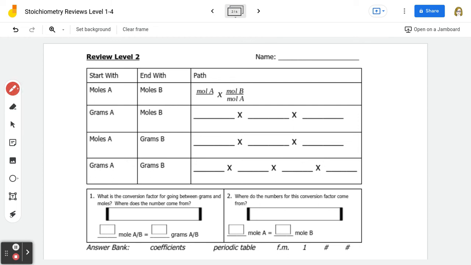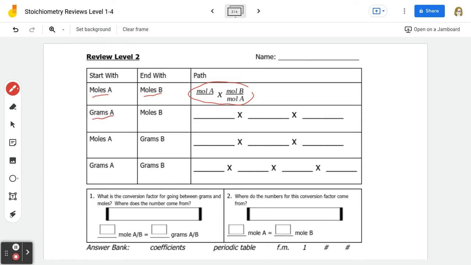And so the first one is actually done for you. If you're starting with moles of A and you're ending with moles of B, this is what your path will look like. You can go straight from moles of A to moles of B using the mole ratio.